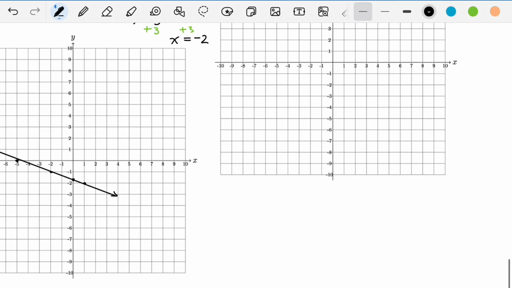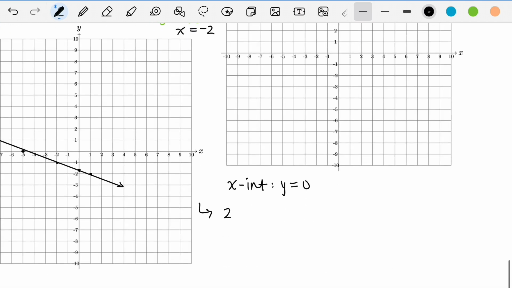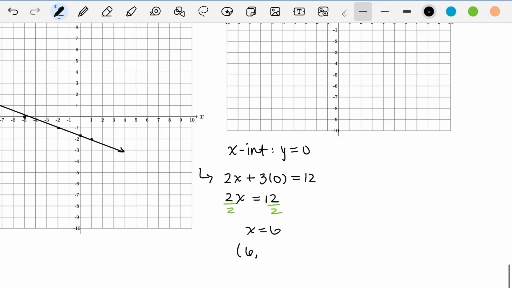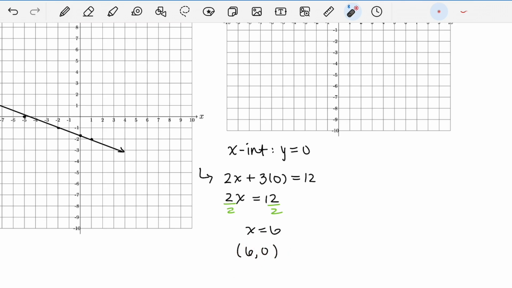I'll show my work down here. So if we want to find our x-intercept, we set y equal to 0. So plugging that into our equation up here, 2x plus 3y is equal to 12. So I'm setting y equal to 0 and then solving for x. I'll get 2x is equal to 12, and then I'll just divide by 2 to get x by itself. So x is equal to 6. So this means our y-intercept is going to be 6, 0. Or sorry, our x-intercept is going to be 6, 0.